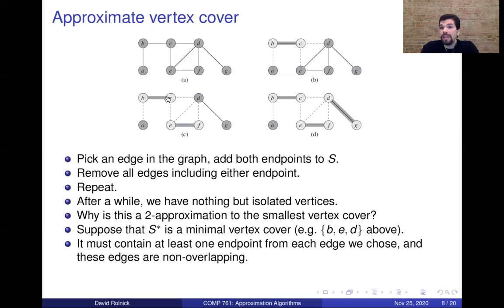And since the edges are completely non-overlapping, we know that those endpoints are different, right? So there is at least one of these endpoints, and at least one of these endpoints, and at least one of these endpoints. And they're all different. And since we added 3 edges, there have to be at least 3 vertices. And in this case, B, E, and D, that works because B covers this edge, E covers this edge, D covers this edge. And they also happen to cover all the other edges. But at least we know that they cover the edges that we ourselves found in our algorithm.